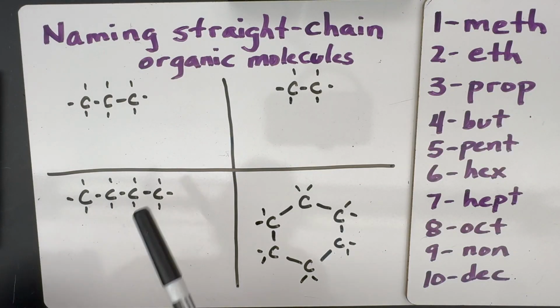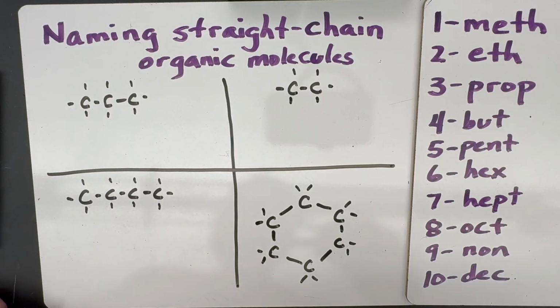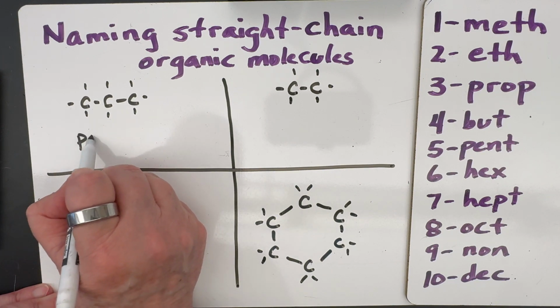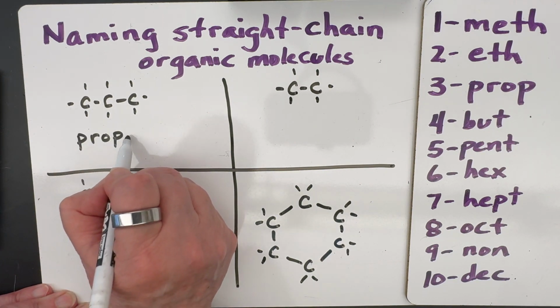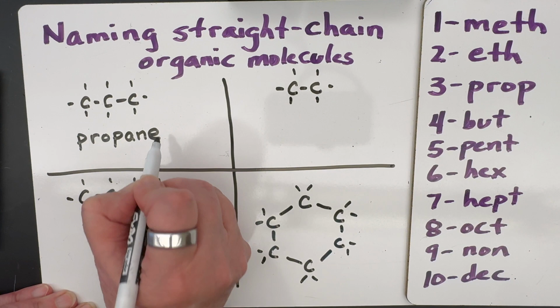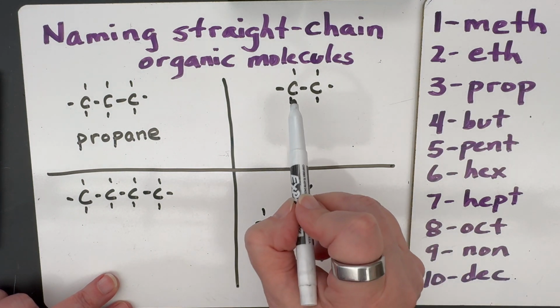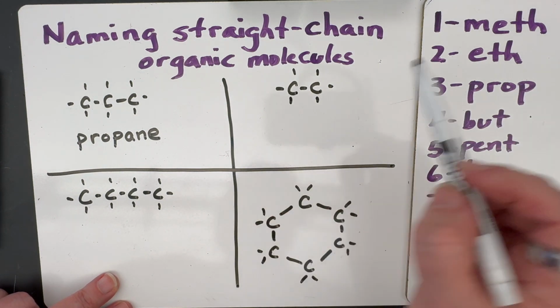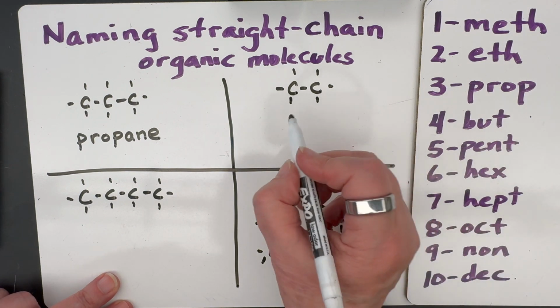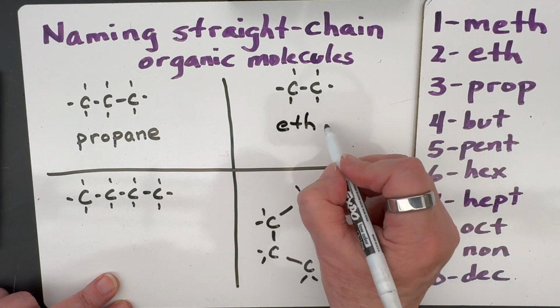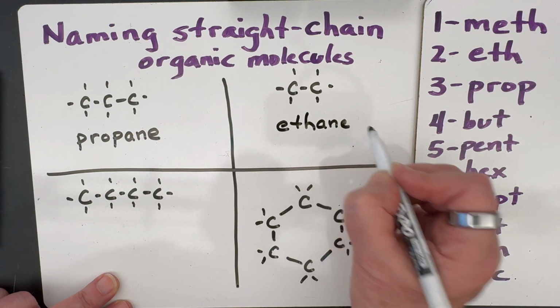In the upper left, we have 3 carbons. If we go to our chart, 3 is prop. They're all single bonds. So this would be propane. That's the stuff you have in propane tanks that you attach to grills and cook your meat with. And then this other one at the top, 2 carbons. So we go to 2 is eth. Single bond in between, A-N-E, ethane.